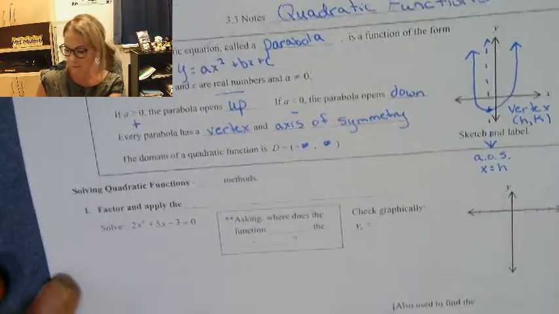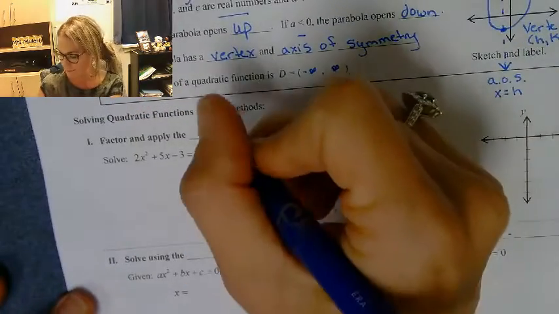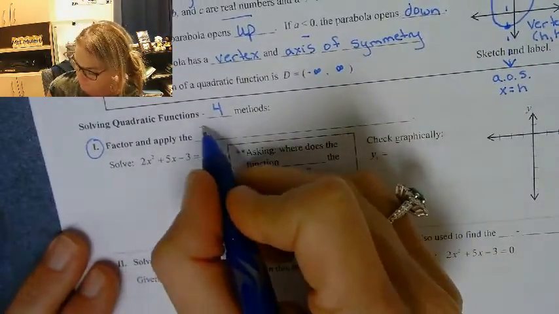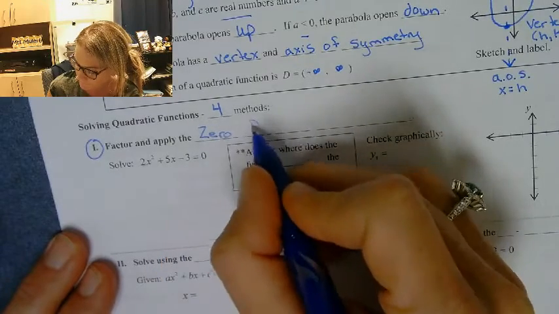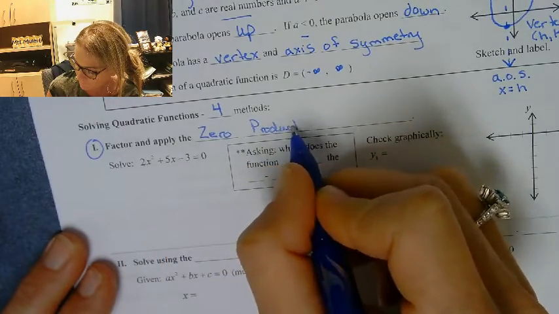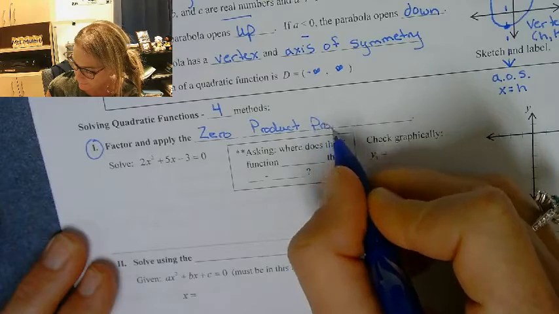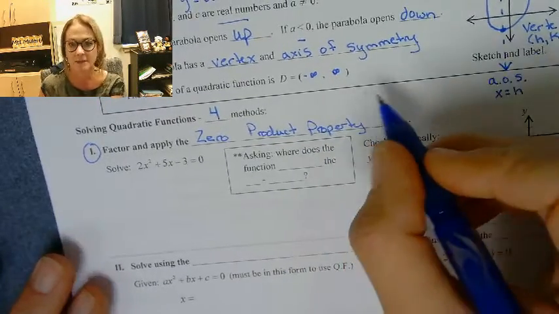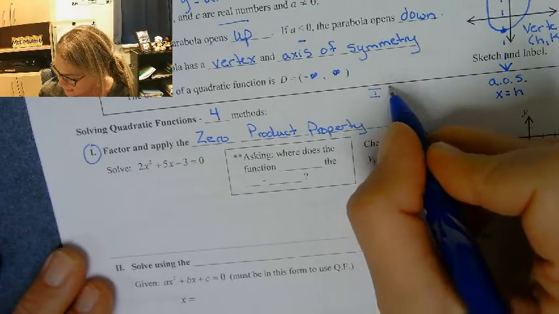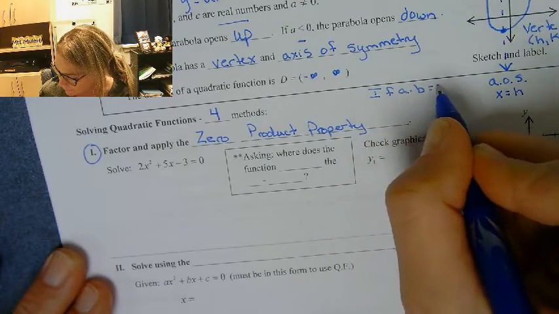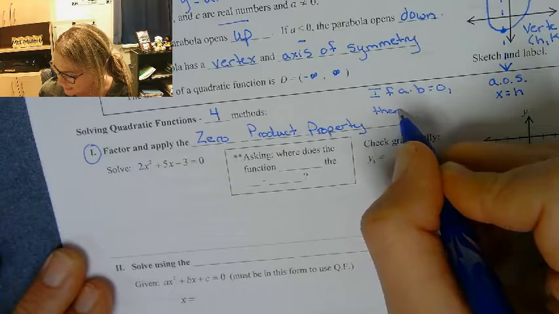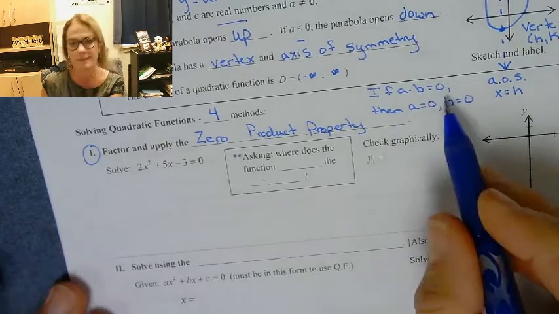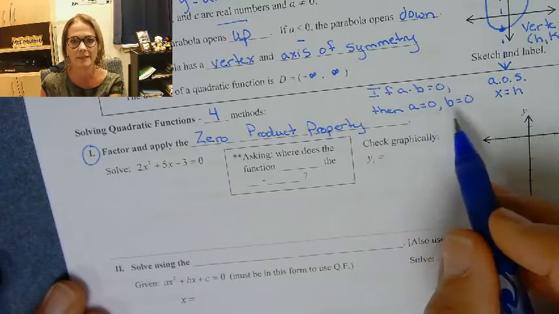So we are going to solve quadratics in 4 methods. The first method here is factor and apply the zero product property, ZPP. And the ZPP basically just says, if a times b equals 0, then a has to equal 0 or b has to equal 0.